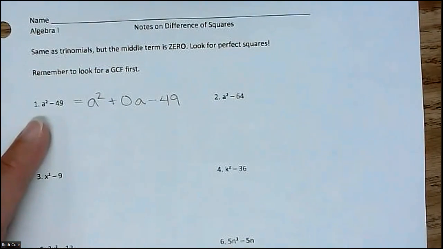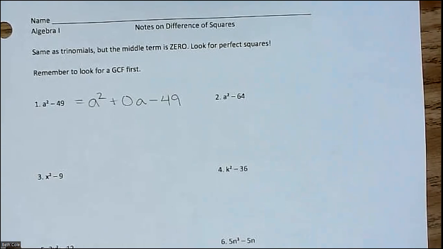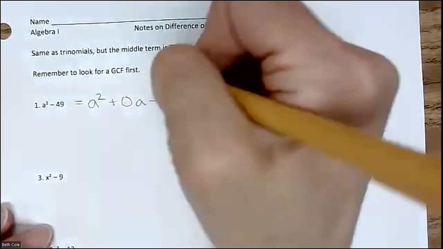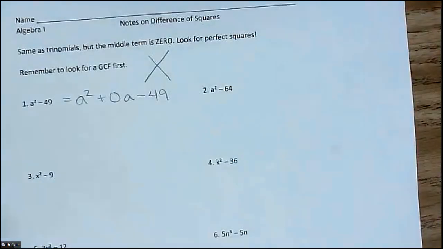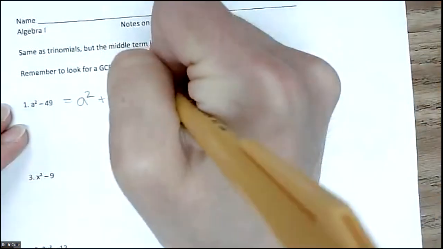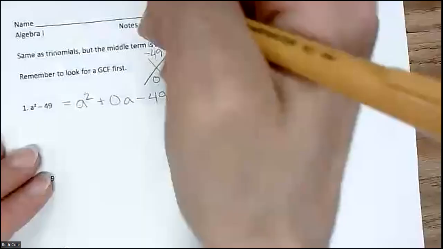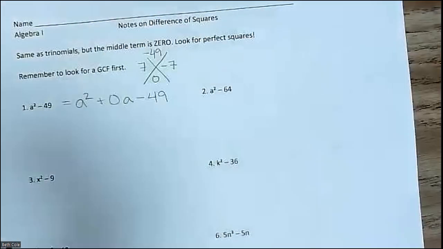Do you see how it's a trinomial, but the middle term is nothing? It's just missing. So go ahead and draw your X box once I finish this. Negative 49 goes on the top, 0 goes on the bottom. So you need to come up with numbers that multiply to be negative 49. 7 and negative 7. And do you see how the square root of 49 is 7? That's the pattern that you want to be looking for.